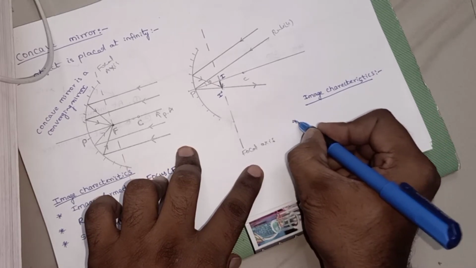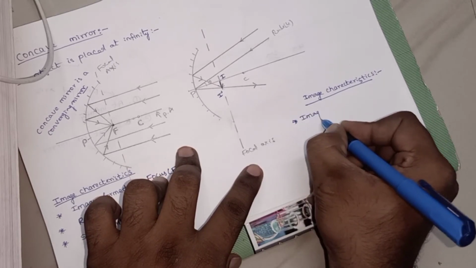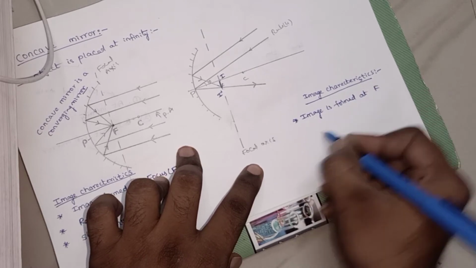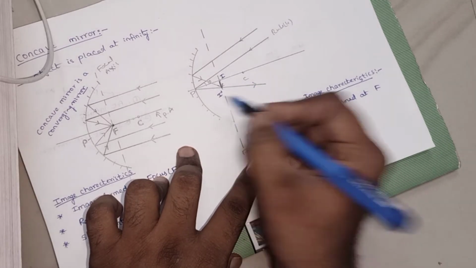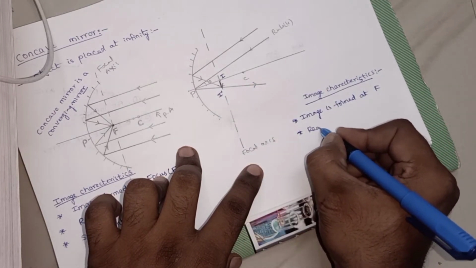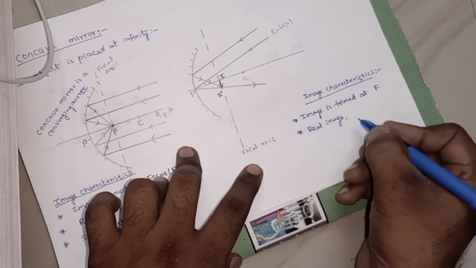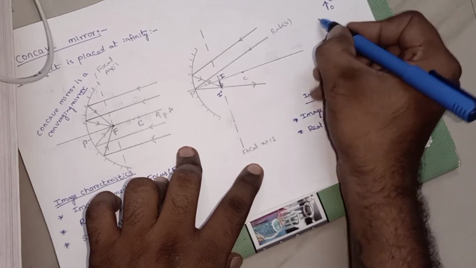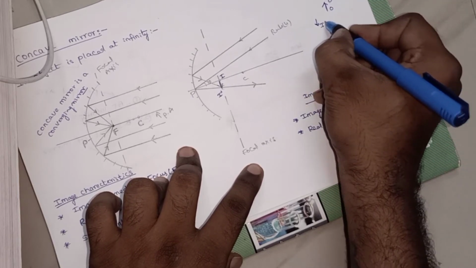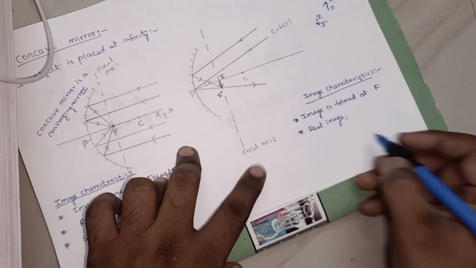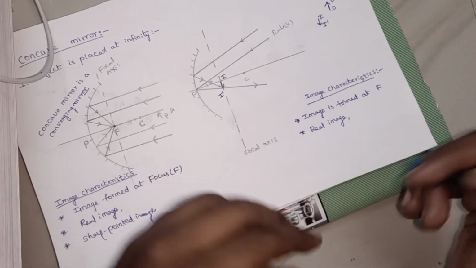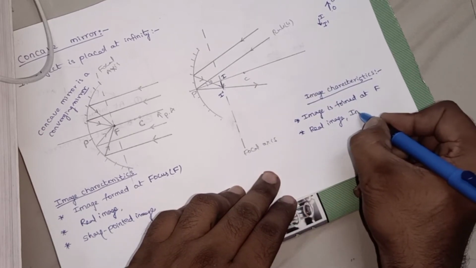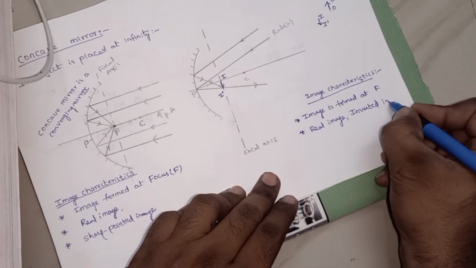The first image characteristic is, where is the image formed? The image is formed at F. And is it outside the mirror or not? It is outside the mirror, so it is a real image. And a real image is always inverted. Why? Because see, suppose you have taken the object O dash like this, the top will become like the bottom, and the bottom will become like the top of that object. That is the reversal appearance of top and bottom. Such a characteristic of an image is called an inverted image. So it is an inverted image.